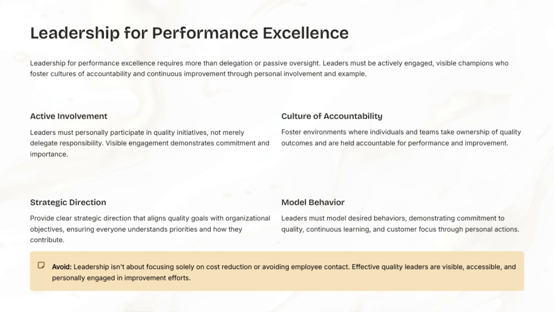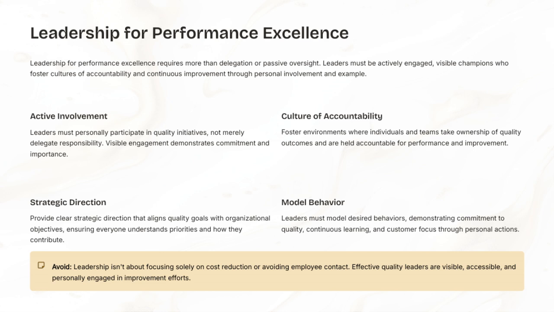Creating a culture of accountability is another key point. We want individuals and teams to take ownership of quality outcomes. That means holding people accountable for both their performance and their continuous improvement efforts. When accountability is embedded in the culture, quality becomes part of how everyone operates.